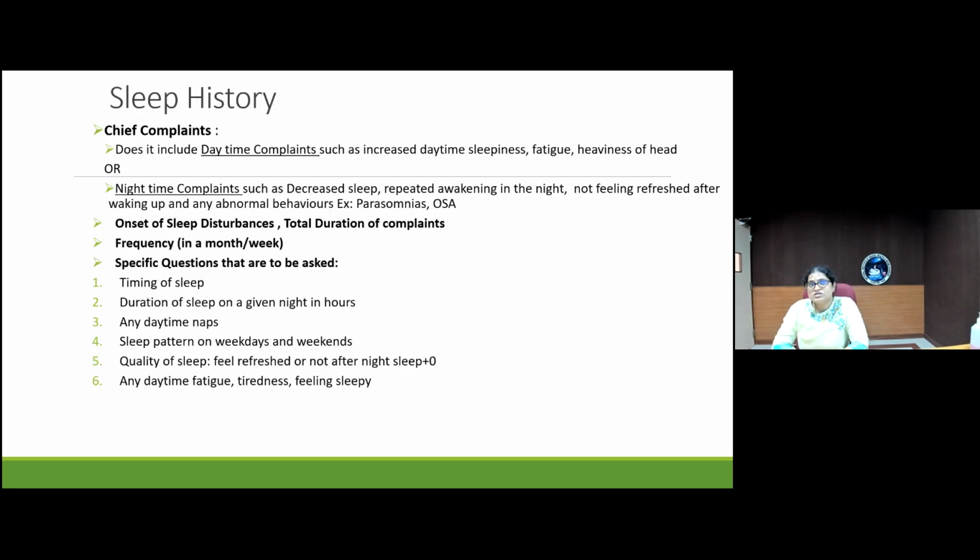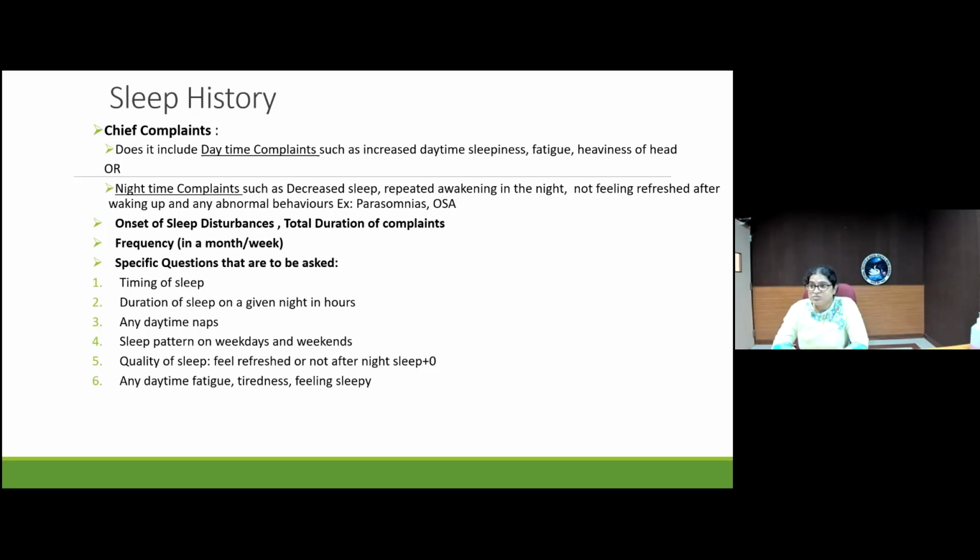How the sleep disturbances started, the onset, and the total duration of the complaints. What is the frequency in a month or a week? That is very important. And specific questions that need to be asked are: timing of sleep. At what time do you go to bed? Duration of sleep on a given night in hours. So say about the last 1 week, what was the duration of your sleep? Did you sleep for 6 hours, 7 hours, or 8 hours?